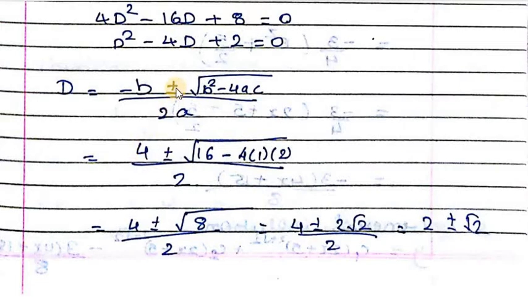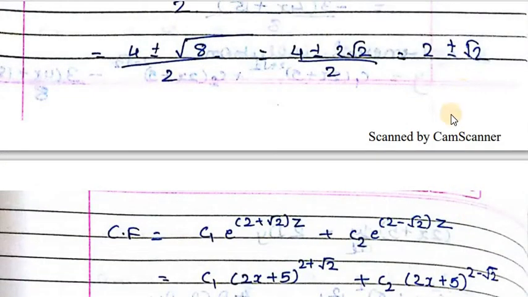Then plus or minus the square root of b^2, and minus 4 squared is 16, minus 4 times a, which is 1, times c, which is 2. So 4 twos are 8, and 16 minus 8 is 8. The square root of 8 is 2 root 2. Taking 2 common, the 2s cancel out, and the result is 2 plus or minus root 2. So we are getting two real values, 2 plus root 2 and 2 minus root 2.